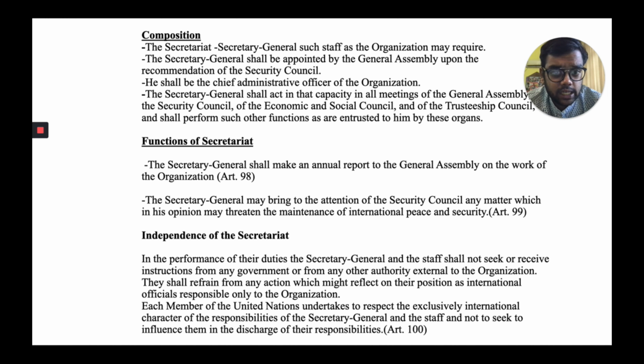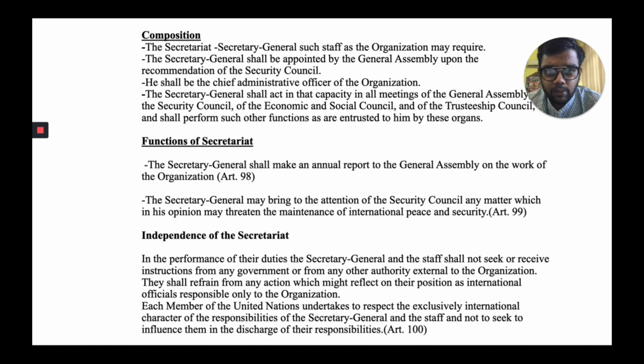Now, Article 100 is very important because it states that the UN Secretariat shall be an independent body. They shall not receive instructions from any government or any authority external to the organization. They shall refrain from any action which might reflect on their position as international officials responsible only to the organization, and each member shall undertake to respect the exclusive international character of the responsibility of the Secretary General and the staff, and not to seek to influence them in the discharge of their responsibilities.